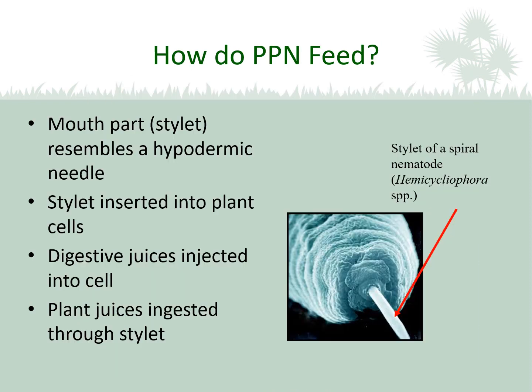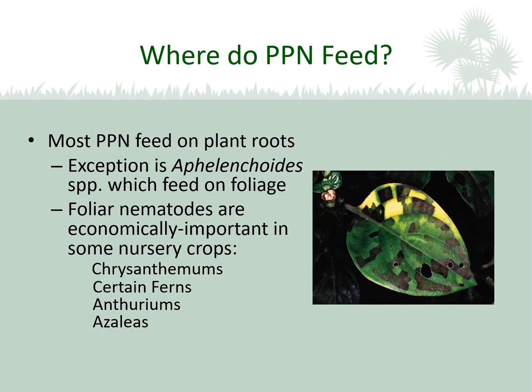How do they feed? They use stylets, we see here. It resembles a hypodermic needle, syringe. It's inserted into a plant cell. Digestive juices are injected into a cell. So these are enzymes that are going to break down proteins, break down carbohydrates. And then once those proteins and carbohydrates are hydrolyzed, the plant juices are ingested through the stylet, sucking them up like through a straw.